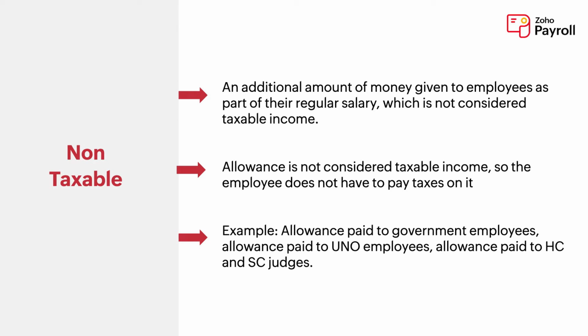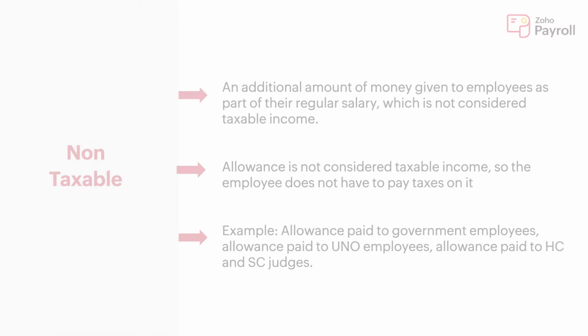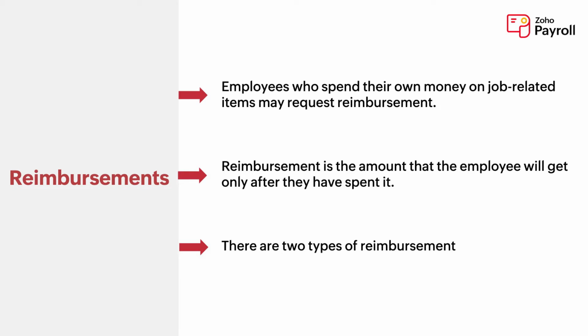We will move on to the non-taxable earnings. A non-taxable earning is an amount paid by the employer to the employee that is completely considered non-taxable. Majorly, this allowance is paid to government employees in most cases, or the allowances paid to High Court or Supreme Court judges would be considered non-taxable allowances. Now we have seen the three types of allowances and how tax works on these three categories.